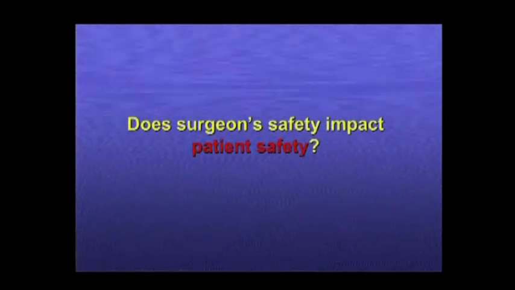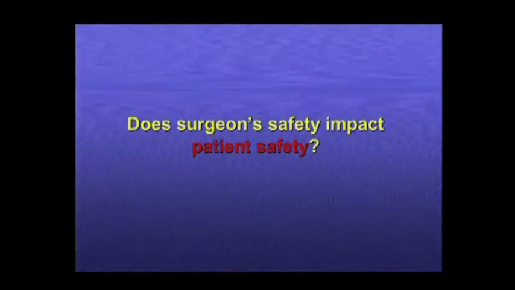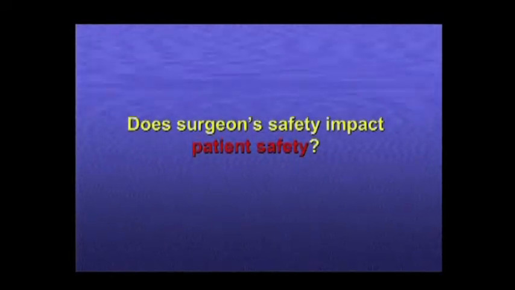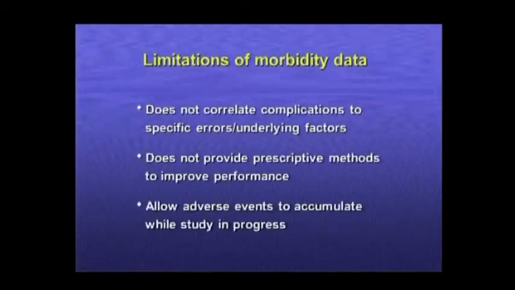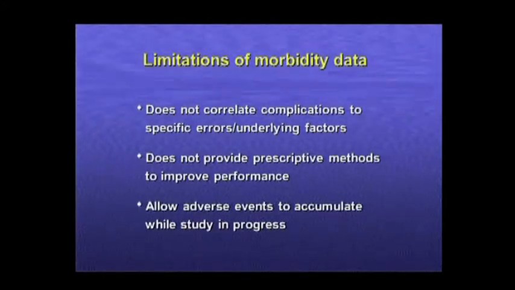If we are going to speak from the ergonomic perspective, we can move a bit far from morbidity and mortality for a few reasons. Morbidity data does not correlate complications to specific errors or underlying factors, because a complication can have many contributing factors, and it does not provide methods to improve performance. It's like a black box.